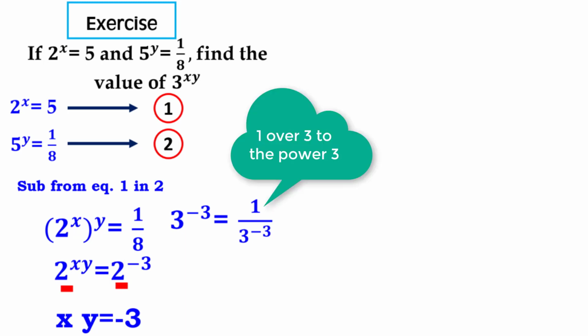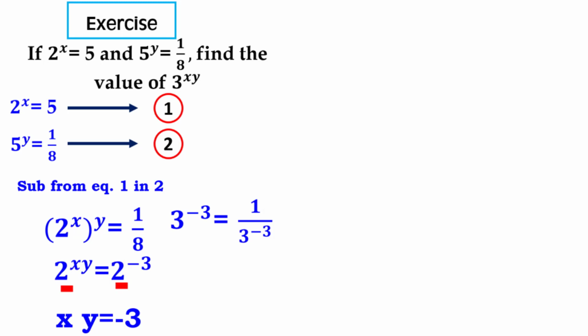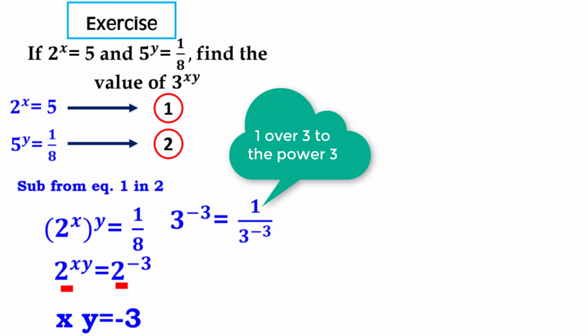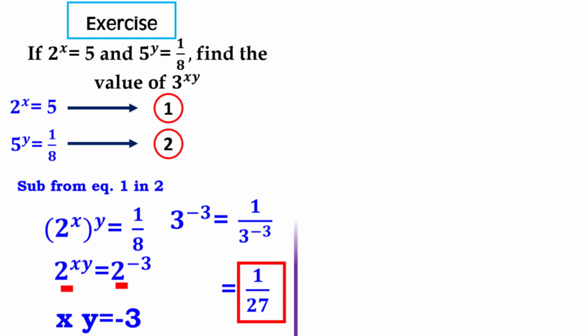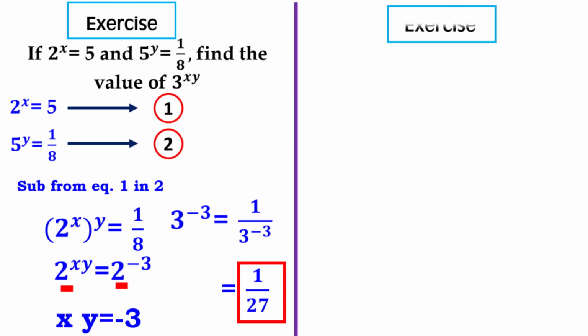Now he said find the value of 3 raised to the power xy. It will be 3 raised to the power negative 3. We will move it down to be 1 over 3 raised to the power 3. This is 3, not negative 3, equals 1 over 27. Next, we have here an exercise.